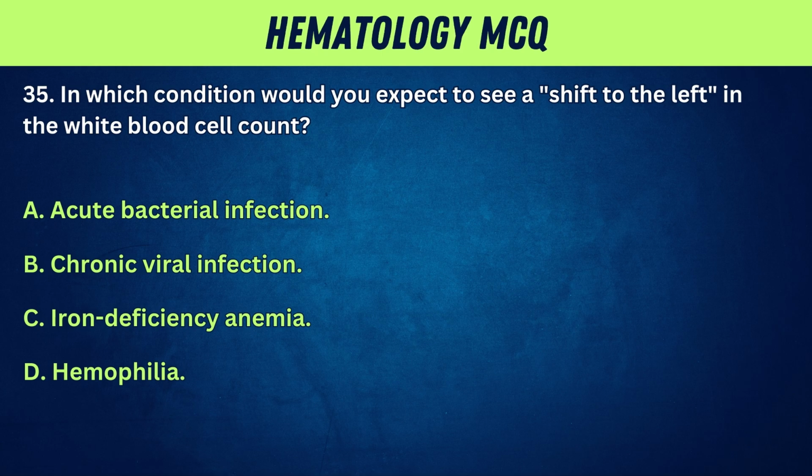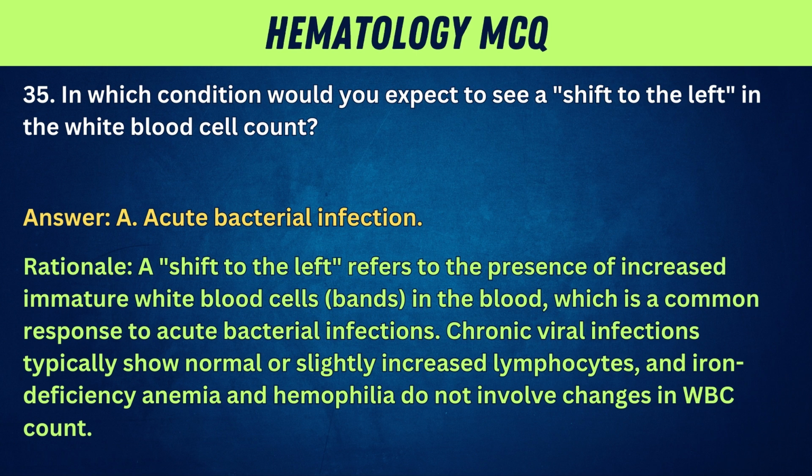35. In which condition would you expect to see a shift to the left in the white blood cell count? A. Acute bacterial infection. B. Chronic viral infection. C. Iron deficiency anemia. D. Hemophilia. Answer: A. Acute bacterial infection.